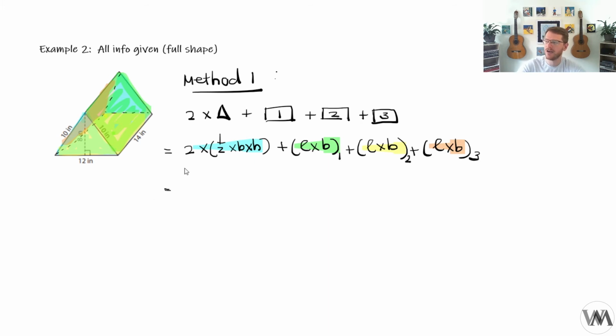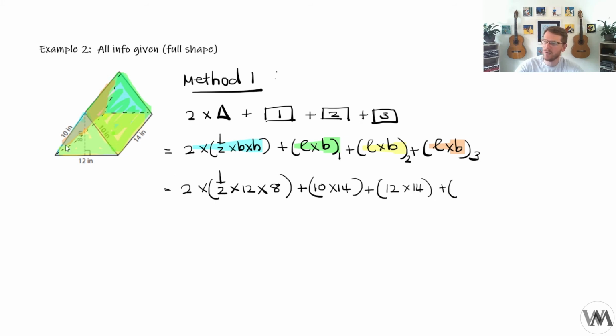Okay. So let's go fill in all our information. 2 times a half of the base is 12 times the height, which is 8, plus my first rectangle. Difficult to see now, but this was the first one here, the one that I could actually see, is 10 times 14 inches. 10 times 14 plus my second one, the bottom, is 12 times 14. And finally, the one at the back will also be 10 times 14 in this case.